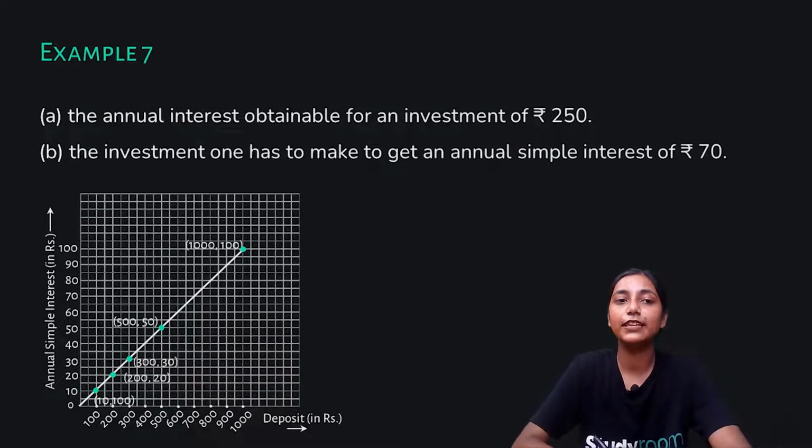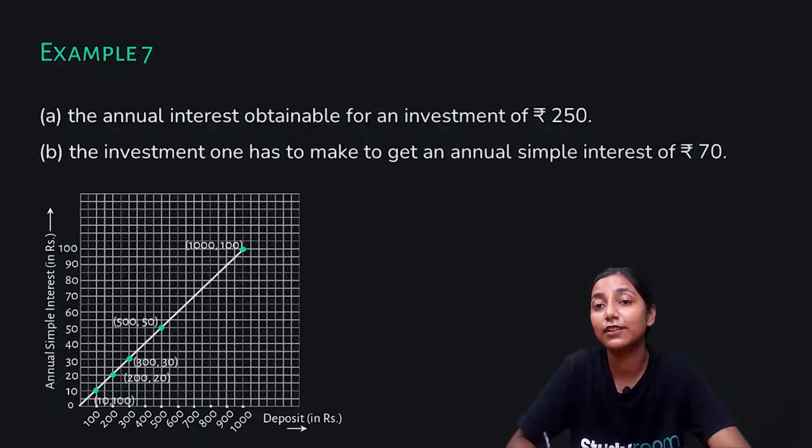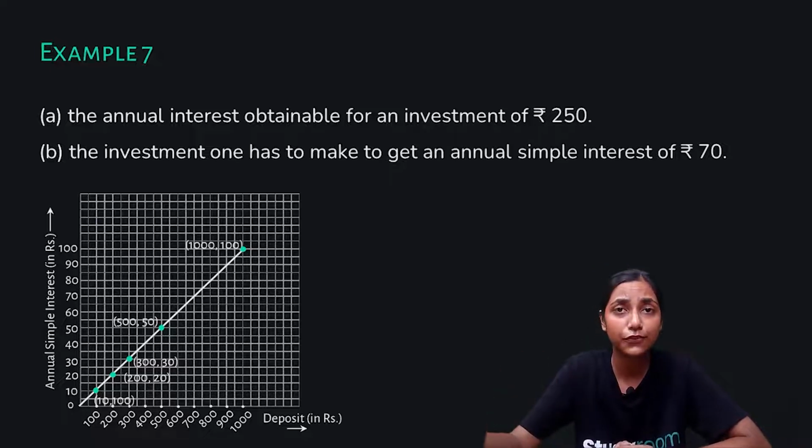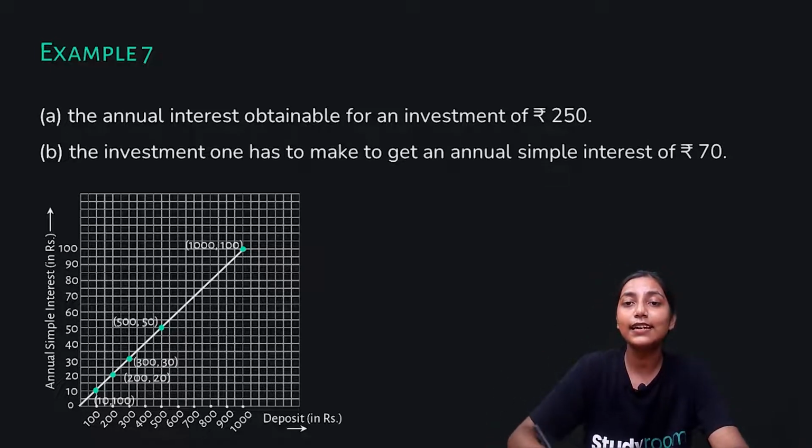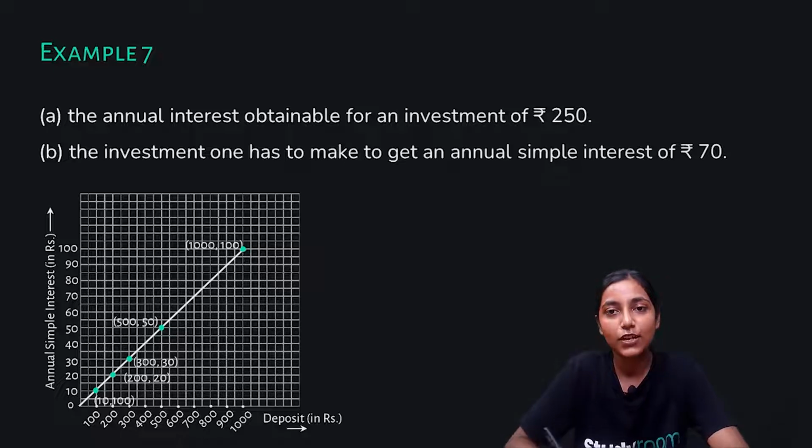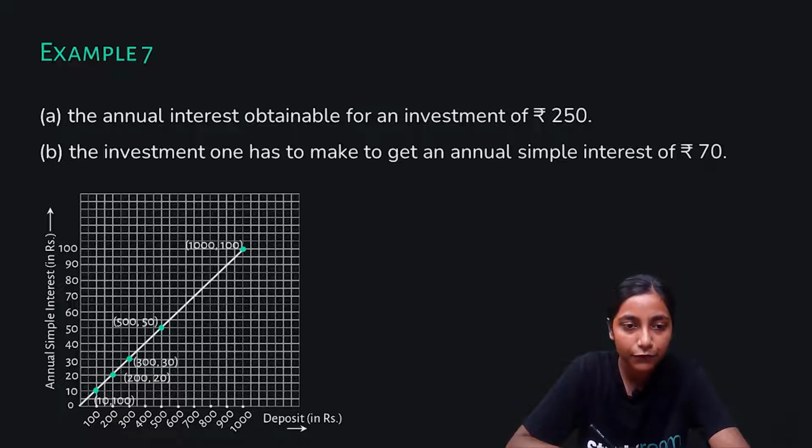And further, we need to find these two parts. The first one is the annual interest obtainable for an investment of rupees 250. And we do not need to do any calculations for solving this. We need to find the answer from the graph itself. So for a 250 deposit, it will be somewhere between 200 and 300. If you take 250, it will be here. If you go to the upward side, you reach this graph line here.